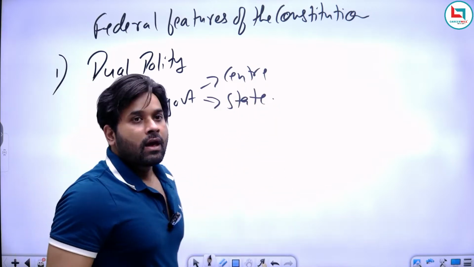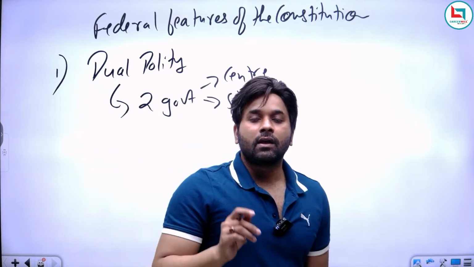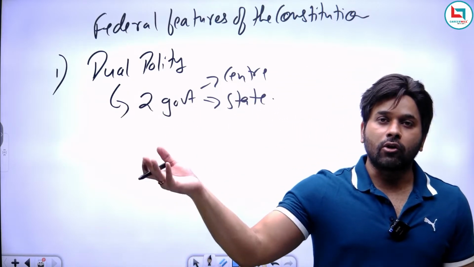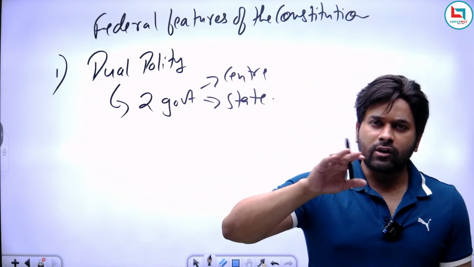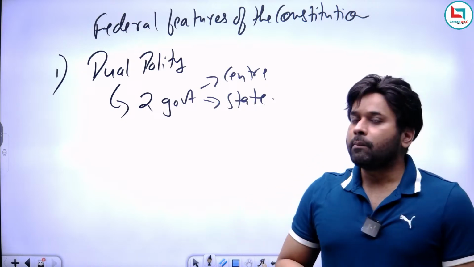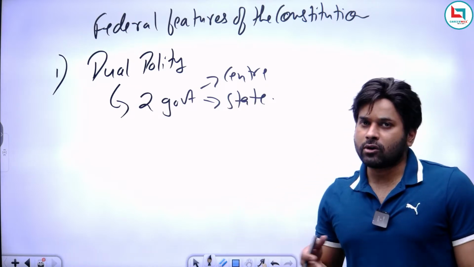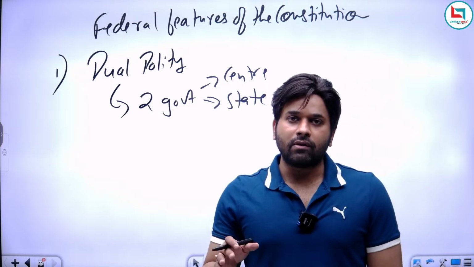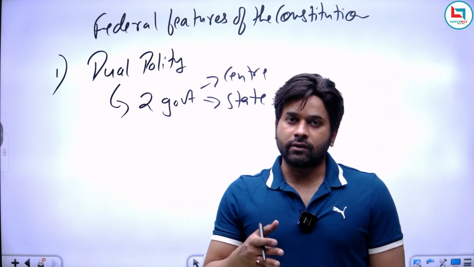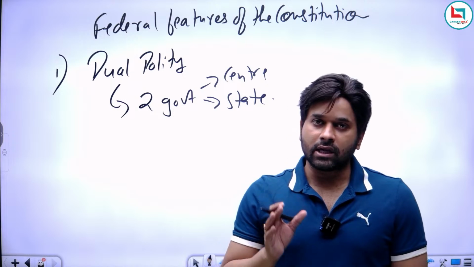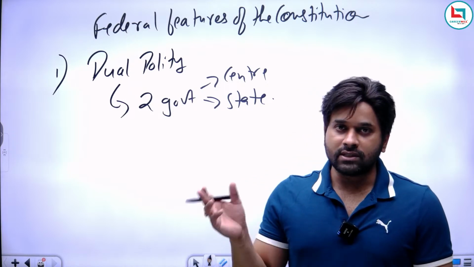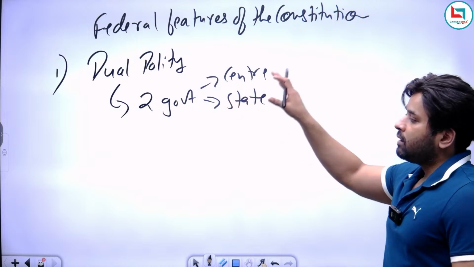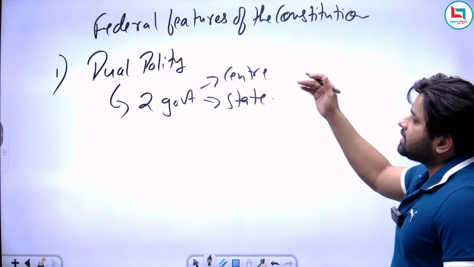Now we all know under the Indian constitution there are two governments. Ideally there are three. The third is the local government, but we are not discussing local government at present, because they are not a proper type of government. Ideally in a government you will find three organs, but at the local level you won't find legislature, executive, judiciary. So right now we are discussing the true form of government, which is the center and the state. So dual polity means two governments. First is the center and the second is the state.